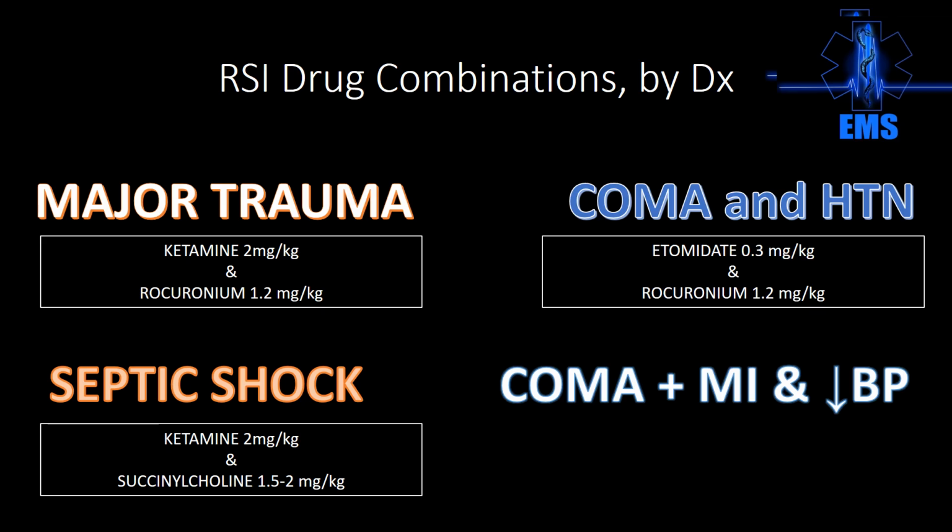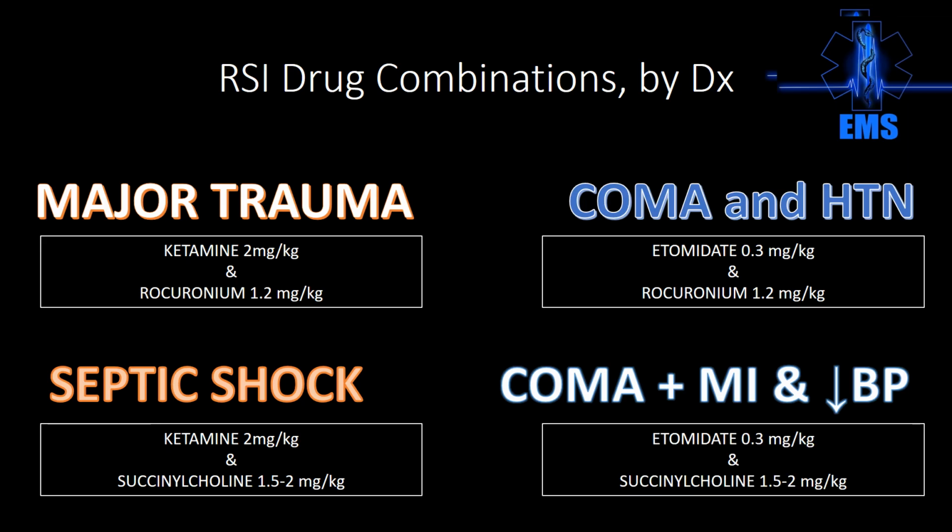The etomidate is largely going to be safer because the fasciculation or the myoclonus is not going to be as dramatic as the blood pressure swing that's going to come from the ketamine. This is asking the practitioner to pick the better of two evils, and in this case it's probably etomidate and rock.